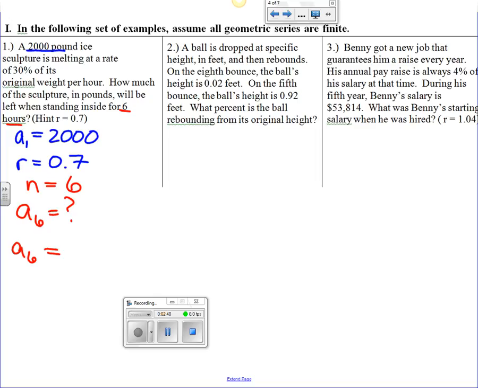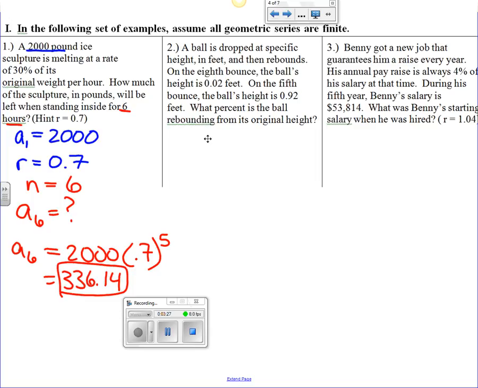What about A1? What goes in? 2,000. For R, 0.7. And what about N minus 1? 5. And it came from right here. N is 6. 6 minus 1 is 5. Okay, let me call on somebody. Don't say the answer out loud. Mason, tell us what you get. $336.14. Very good. Okay. What is that? 336 what? Pounds. Very good. Whoever said that.